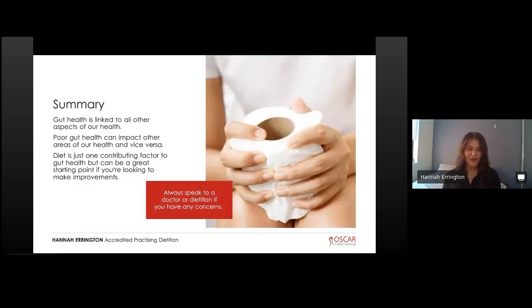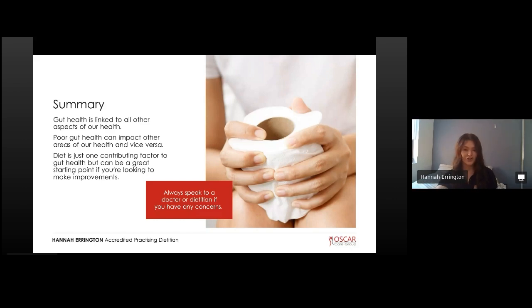So I know I've thrown a lot of information at you today, so we'll sum it up. So gut health is linked to all other aspects of our health, and it can go both ways. Poor health in other parts of our body can impact on the health of our gut. And if our gut isn't healthy, it can cause other parts of our body to feel unhealthy as well. So you might have a poor gut, but the symptoms you experience might be that you're really tired and that you feel really anxious. So it can be sometimes hard to identify what's going on, which is why working with a doctor or a dietitian is so important.